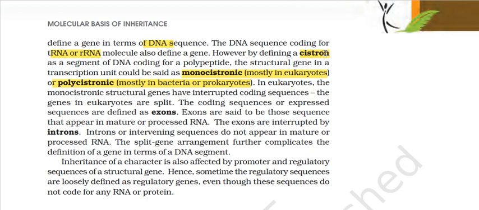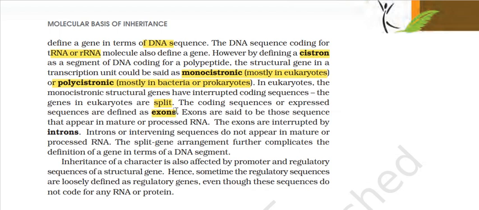In eukaryotes, the monocistronic structural genes have interrupted coding sequences. The genes in eukaryotes are split. This is very important, the split gene system in case of eukaryotes. Eukaryotes also have genes, but they're not like a continuous line on the DNA, they're split. The coding sequences or expressed sequences are defined as exons. Those that express, that code, are called exons.